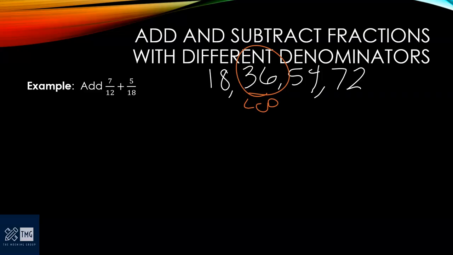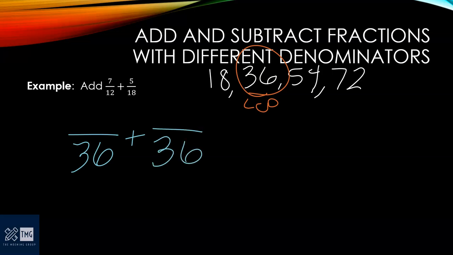So I now want to write a new fraction problem where each of my denominators is 36. So think about the process for this. In our first fraction, 12 times 3 gives us 36. Therefore, my numerator will also be taken times 3. So 7 times 3 is 21, right? Equivalent fractions. In my second fraction, 18 times 2 gave me 36. So I take my numerator times 2, and 5 times 2 is 10.